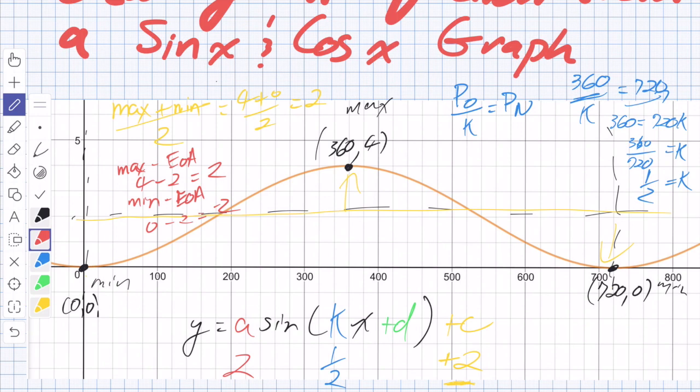Great. Has there been a phase shift here? So we've got to figure this out. Has there been a phase shift? The way to find the phase shift, if you remember with sine, sine is actually on the equation of the axis.